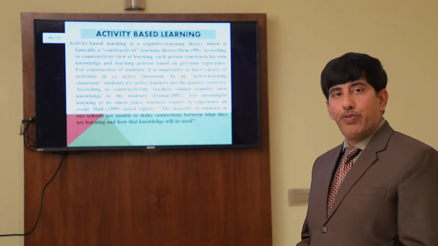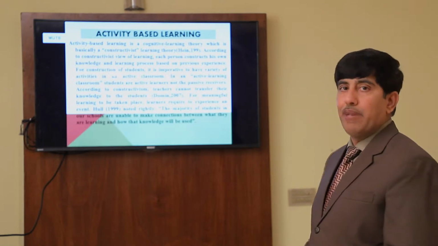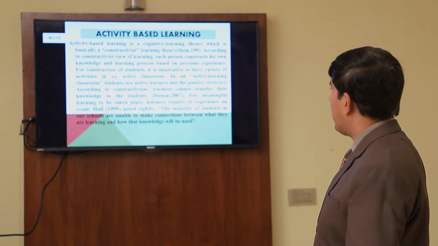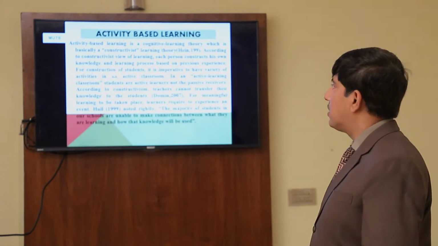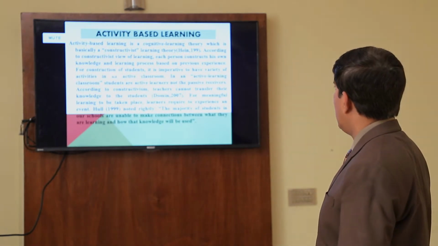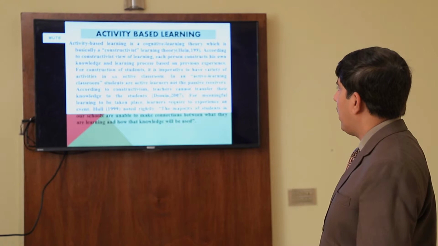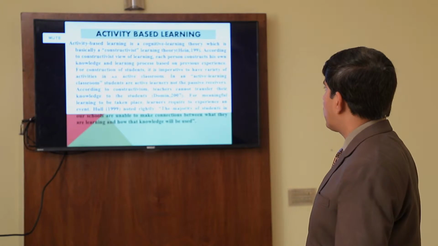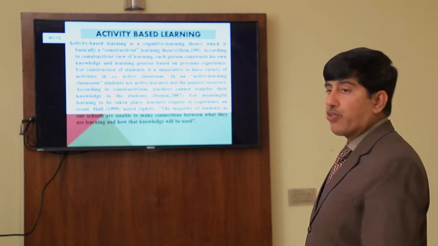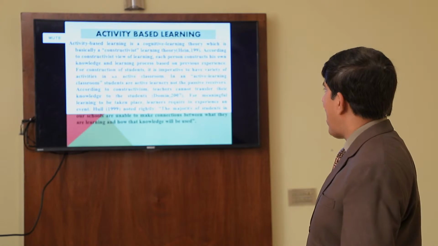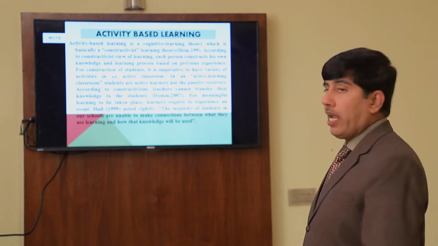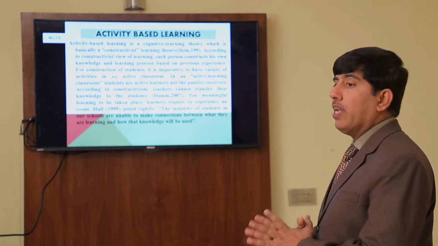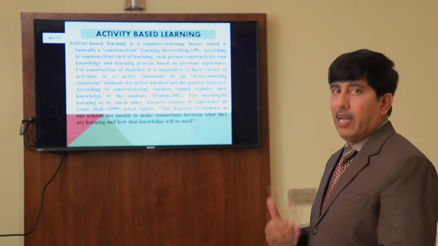Now I would like to move towards activity-based learning, which is basically my topic. In fact, activity-based learning is a cognitive learning theory, which is basically a constructivist learning theory. According to the constructivist view of learning, each person constructs his own knowledge and learning process based on previous experience. For this construction, it is imperative to have a variety of activities in an active classroom. In an active classroom, students are active learners, not just passive receivers.